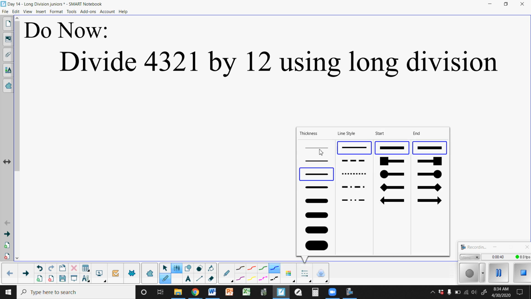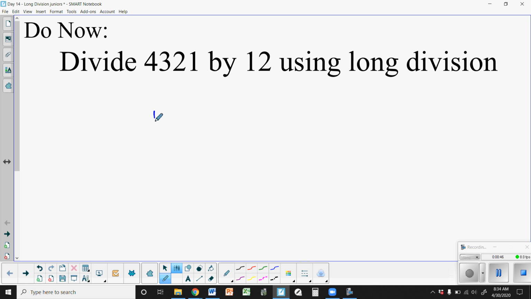So if we look at how we set it up when we do long division, we put the number we're dividing by on the outside. So we have 12, and then we draw the division symbol. And this just helps us to keep things in order. So then we write 4,321.